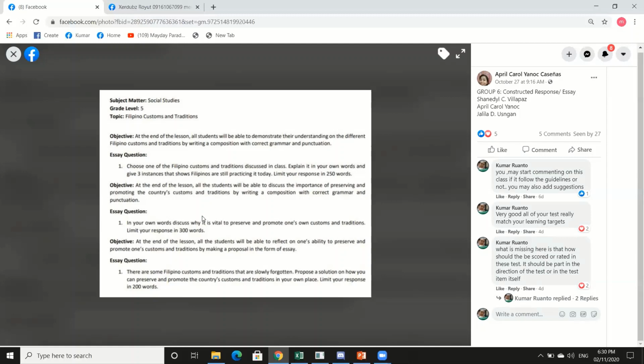Now we can consider writing an essay as performance because it targets higher order cognitive skills rather than the low level cognitive skills. We can consider this one as performance. So we may say that this is not part of the objective test, but it could also be objective. Okay, let's move on.